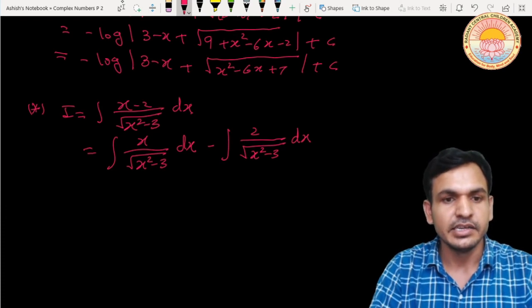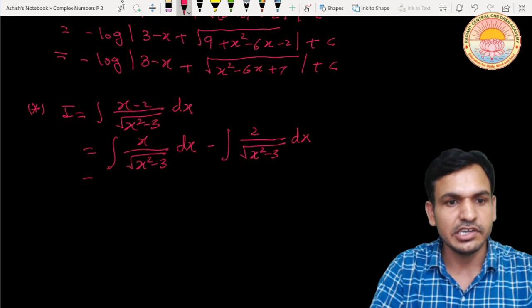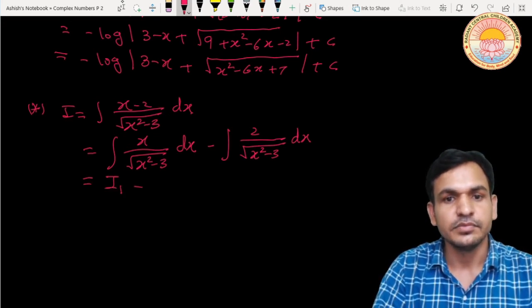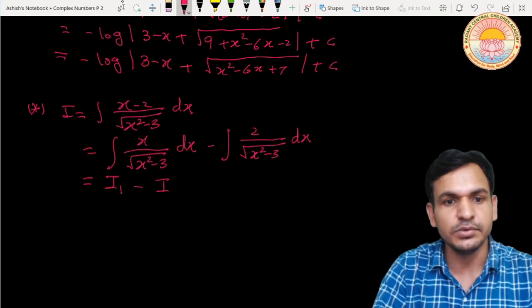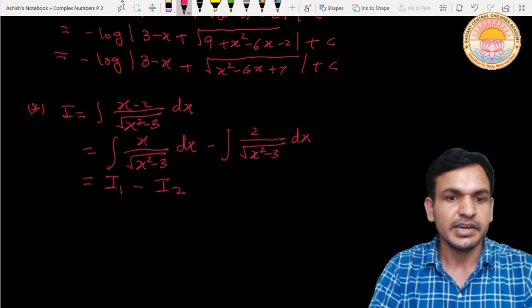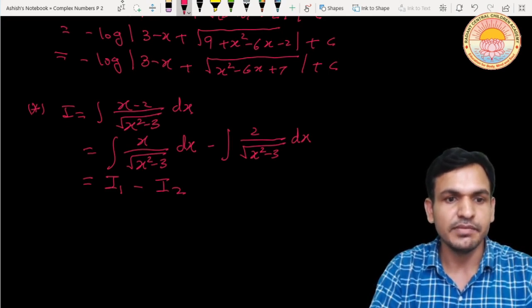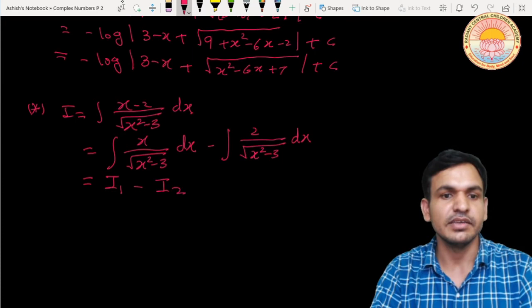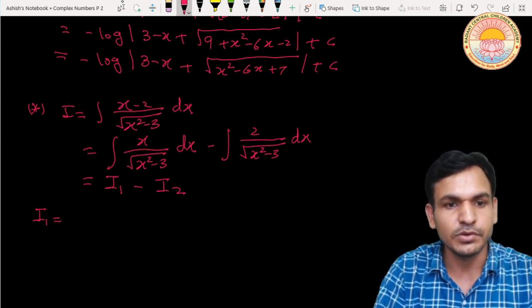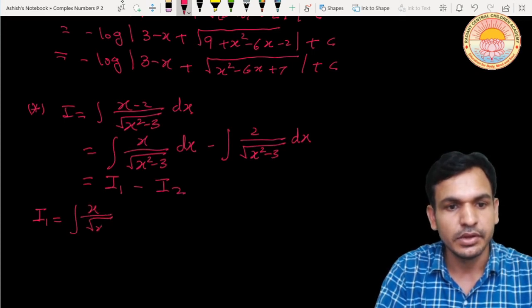Now we can see that if we consider this integral as I1 and this integral as I2, then we can find I1 and I2 separately, and then we can put the values of I1 and I2 here to get the final integral. So now we will solve I1 first. Integral of x upon square root of x square minus 3 dx.